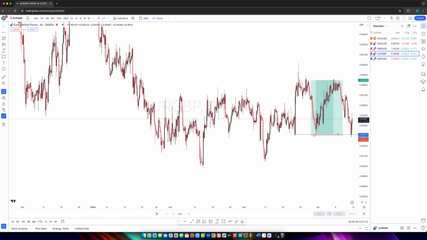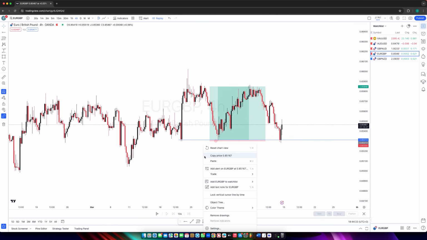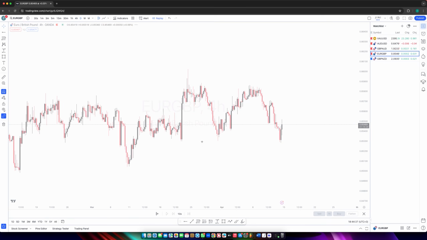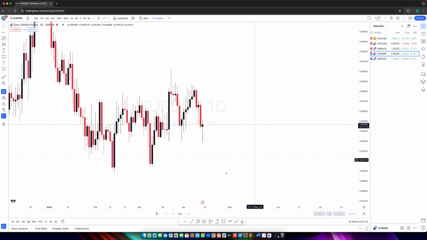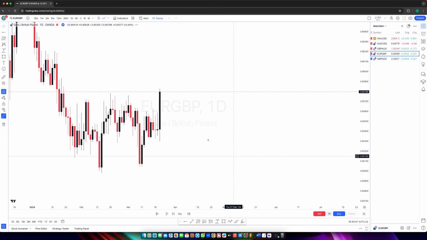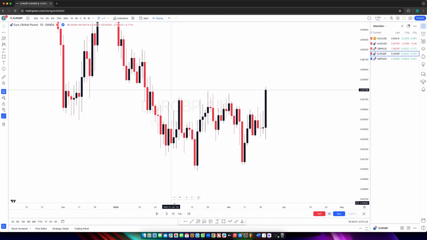In EURGBP, we have this structure here, we have this trade here, and we took it from the daily time frame. Let's cut here. I will show you how we did it. What you can see here is that we have the daily break of market structure with the formation. This was the daily break of market structure, but also this was the daily formation here.